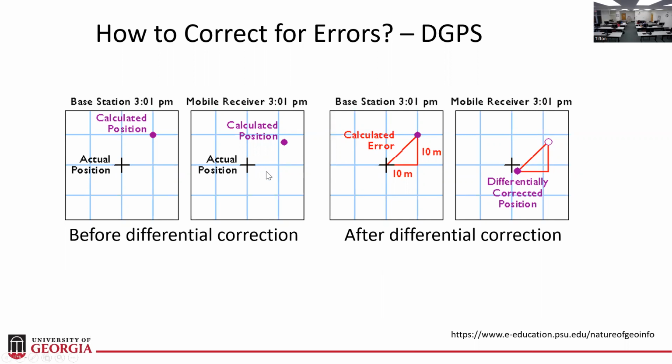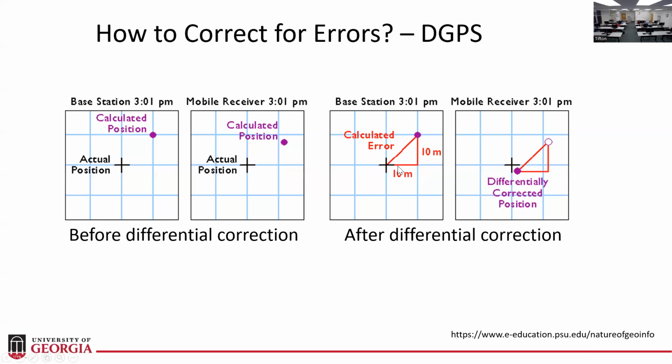So here we have your actual position that you don't know, but your GPS is showing that your calculated position is here. Remember that I told you that GPS gives you an accuracy of 5 to 10 meters, or depending how many satellites you see, can go down to 1 to 2 meters. So you're gonna be off from your actual position.